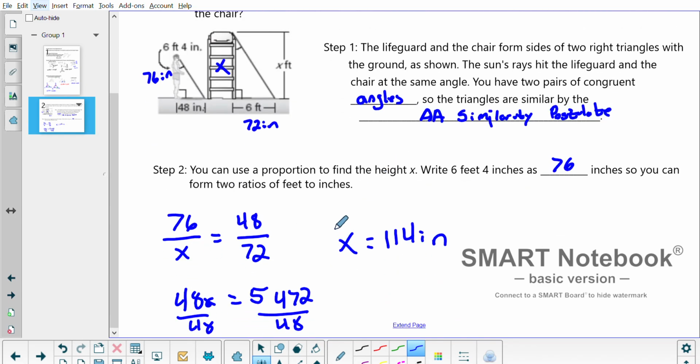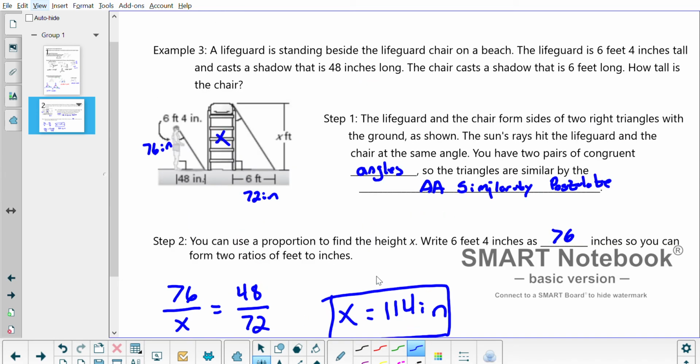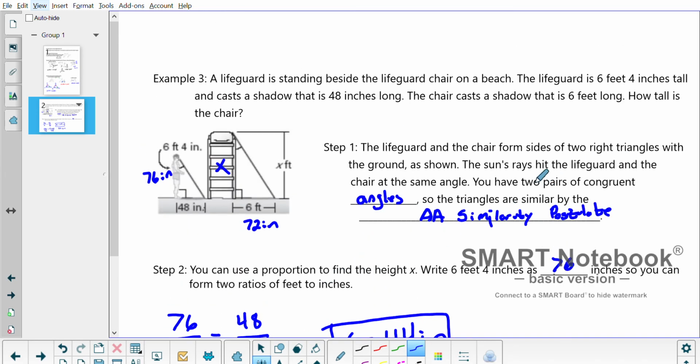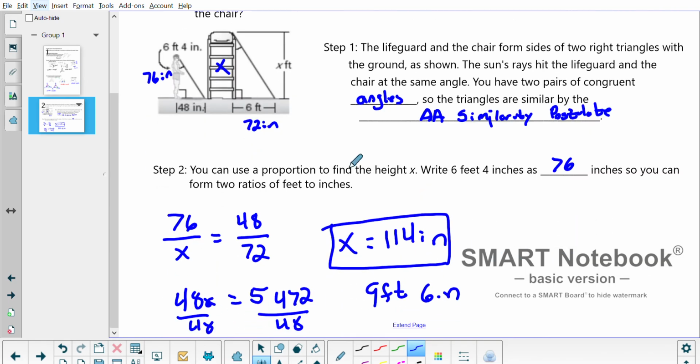So if you wanted to convert that to feet, you could by dividing by 12, and it would give you about 9 feet 6 inches. Either one is acceptable. It didn't specify at the top whether it wanted it in inches or feet, so either one of those I would accept. Alrighty guys, this is the first video.